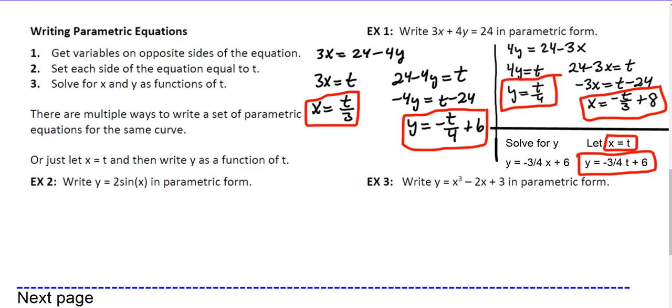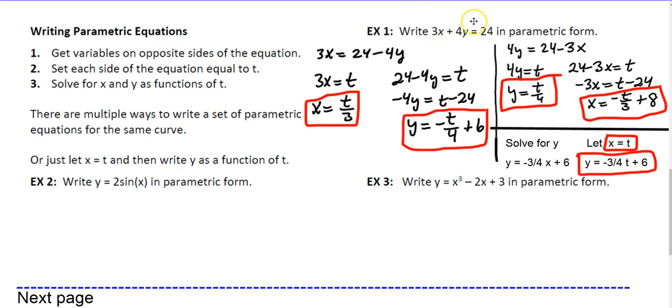Going on to the next section of your parametric graphing notes, let's talk about how to write parametric equations. So let's say we have an equation right here, 3x plus 4y equals 24, which is not in parametric form. How do we put that in parametric form?